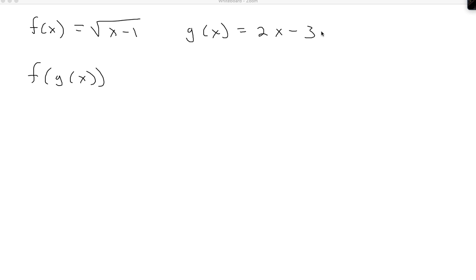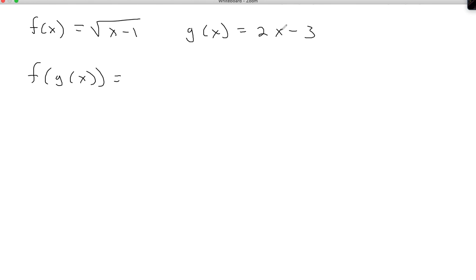Okay, so for this one, it's giving us a couple of functions and asking us to find the composite of those functions and state the domain. So let me do the composite first. There we go. And so f of g of x, I think they wrote the other notation, but same thing.